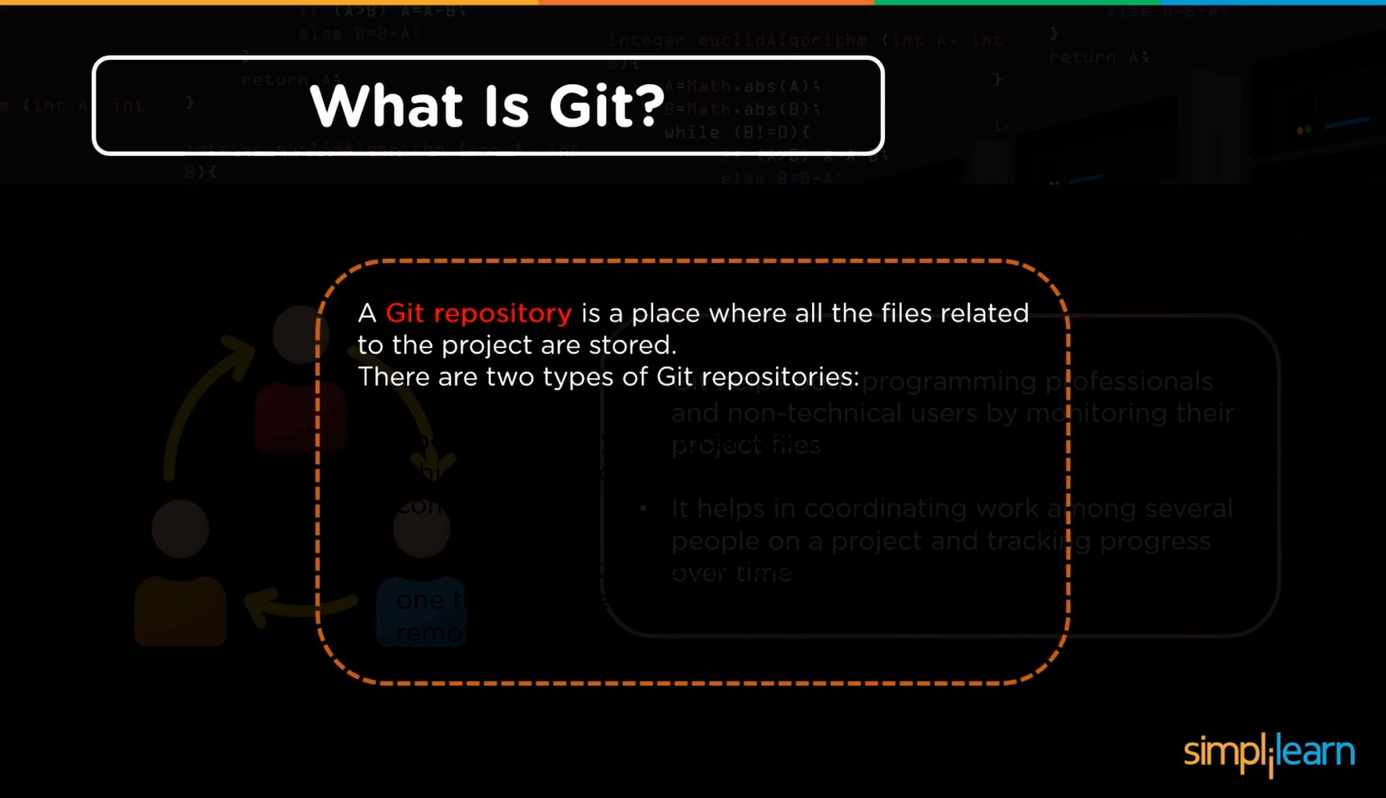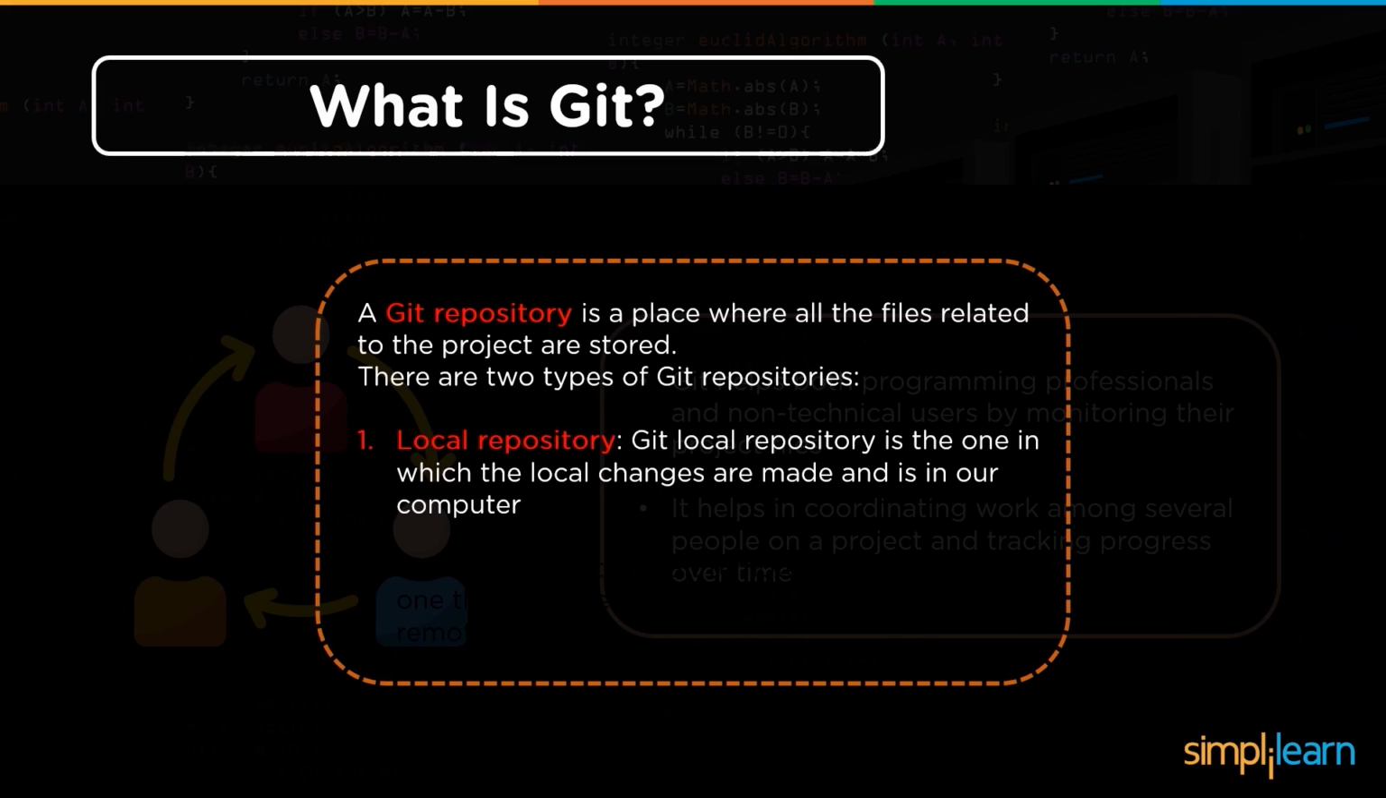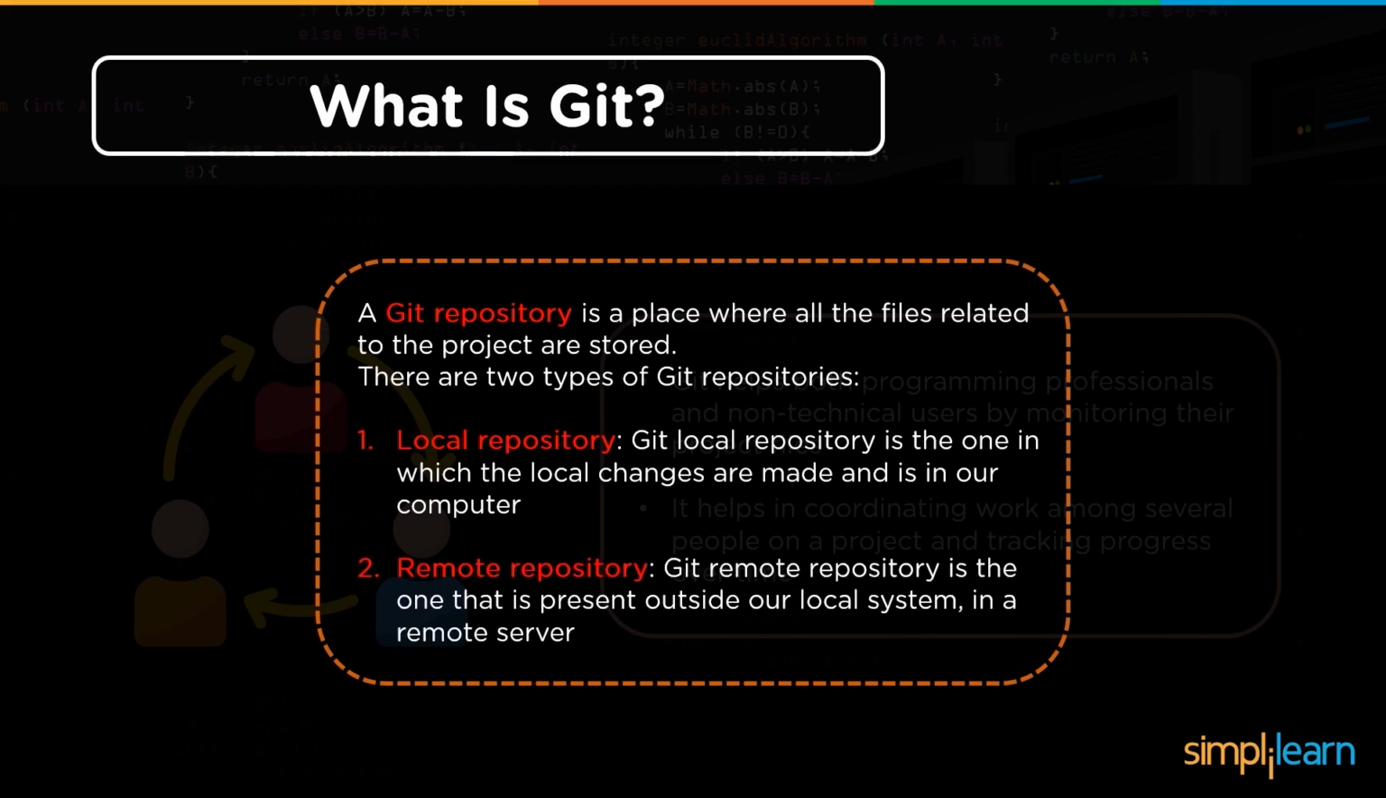So what exactly is a Git repository? A Git repository is a place where we keep all the files related to our project. There are two types of Git repositories: one is the local repository and one is the remote repository. When we work with the Git version control system, we have a central remote repository available on the Git server. This is not present in the local system; it's a remote server.